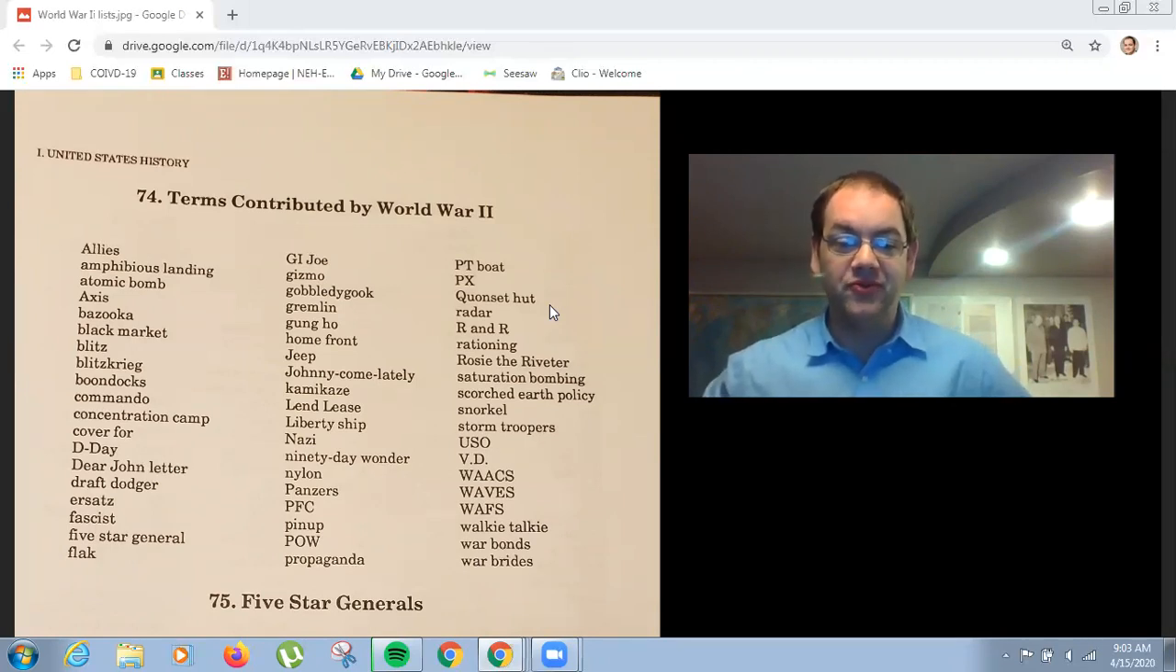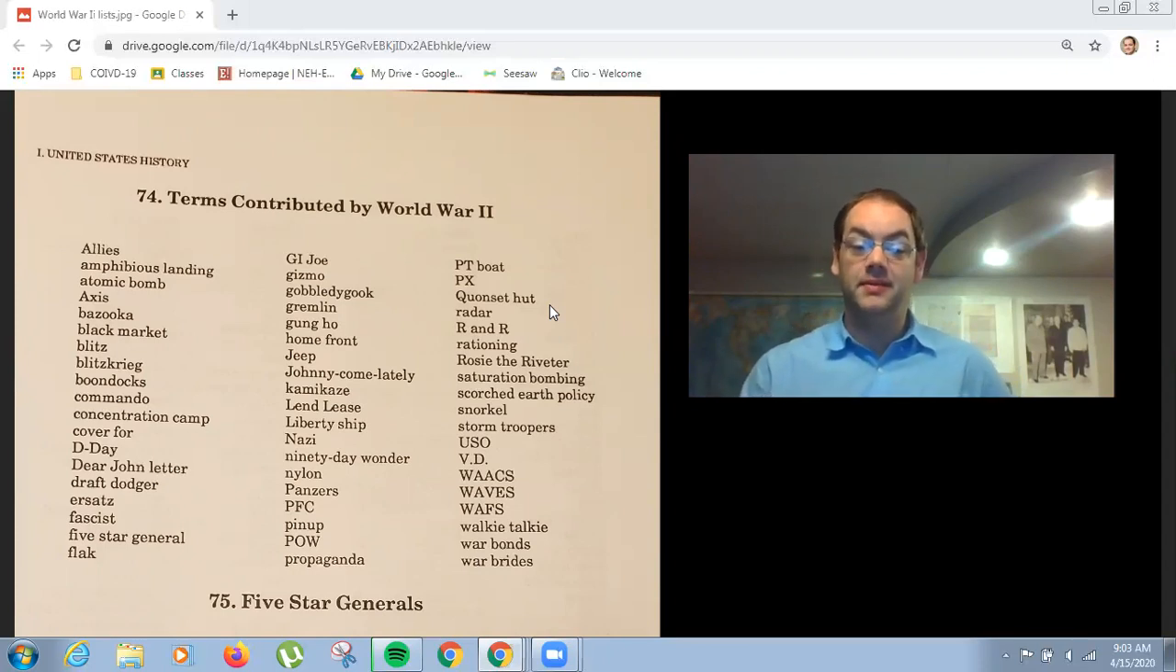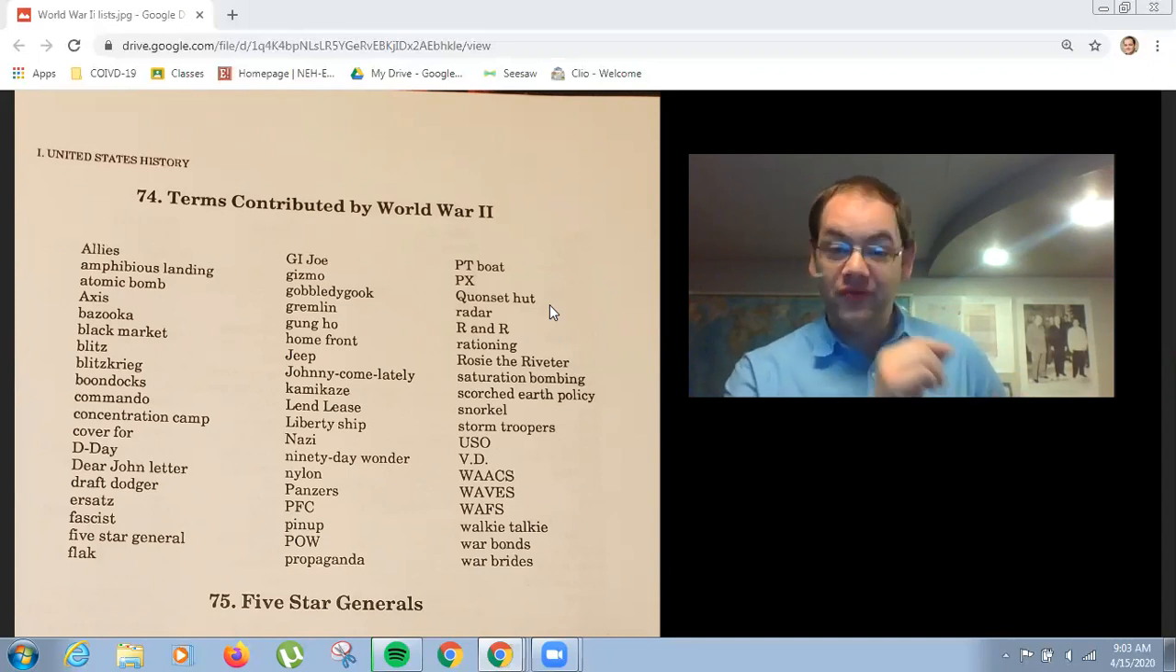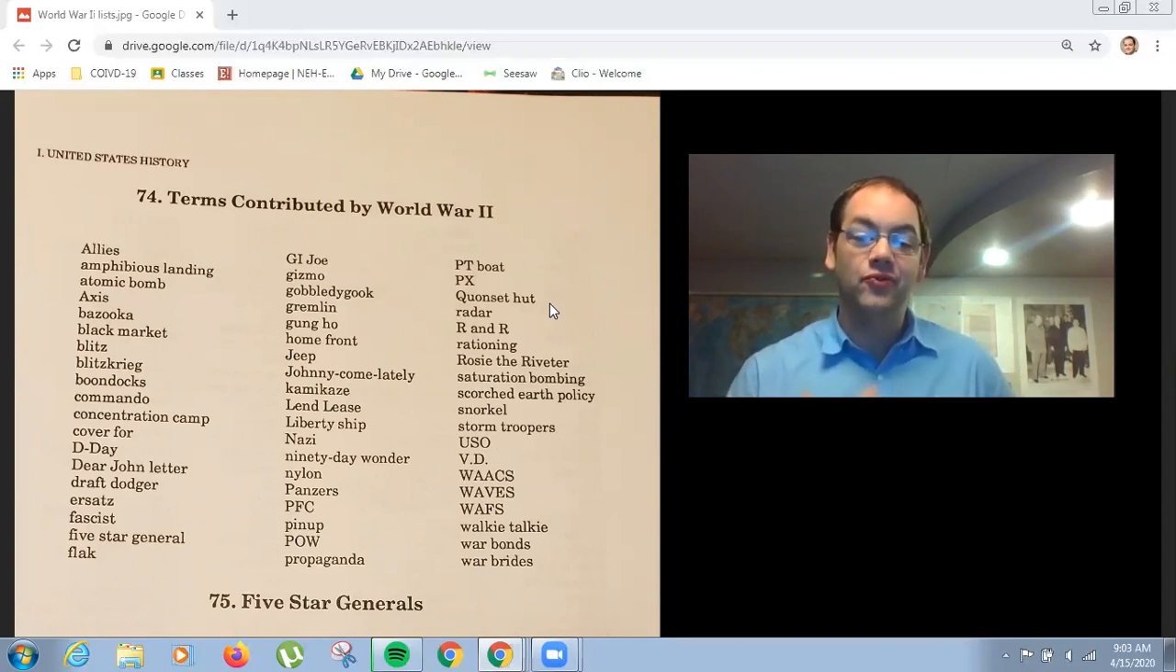A couple other big ones to mention are the WAACS and WAVES, and the WAFs too, actually, WAFS. And those represented women serving in the military during the 1940s, right? Over 150,000 women would be part of those three organizations as they acted as support for American men fighting in the war, right? And over 20 million American men are going to be drafted in this conflict, right? So it's a pretty important list of things, right?